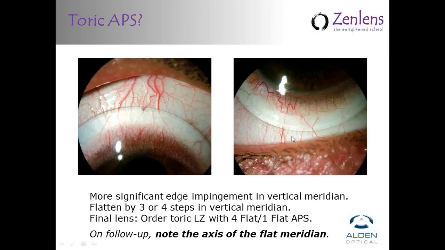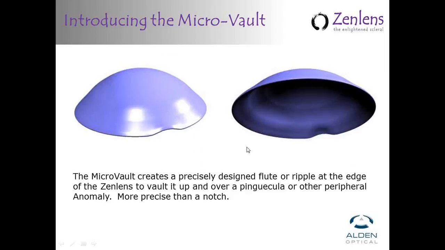So I just want to talk real briefly about this other feature that we have offered now for the Zenlens called the Micro Vault. What this is essentially is, in lieu of putting a notch in the end of the lens, we feel this is a much more precise way of dealing with some of those peripheral anomalies that you might see, like a pinguecula, the most common one that we deal with.